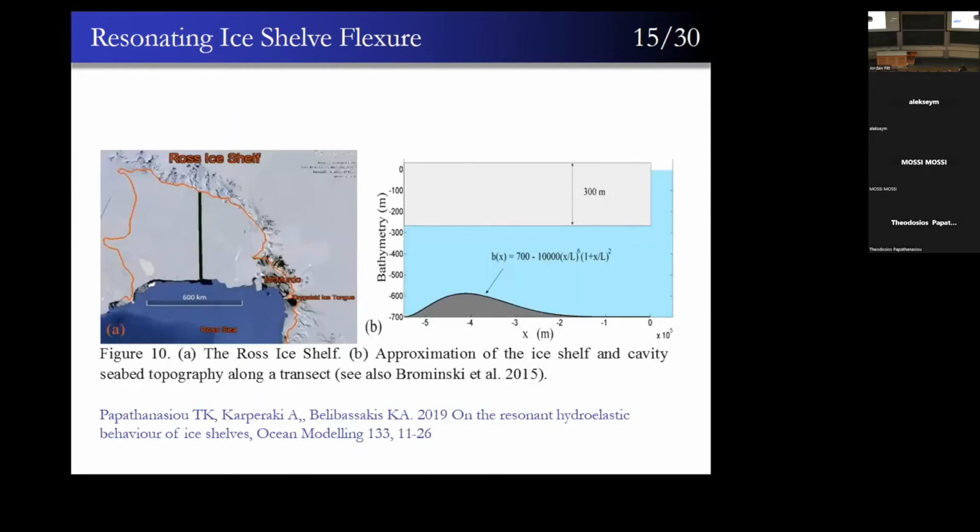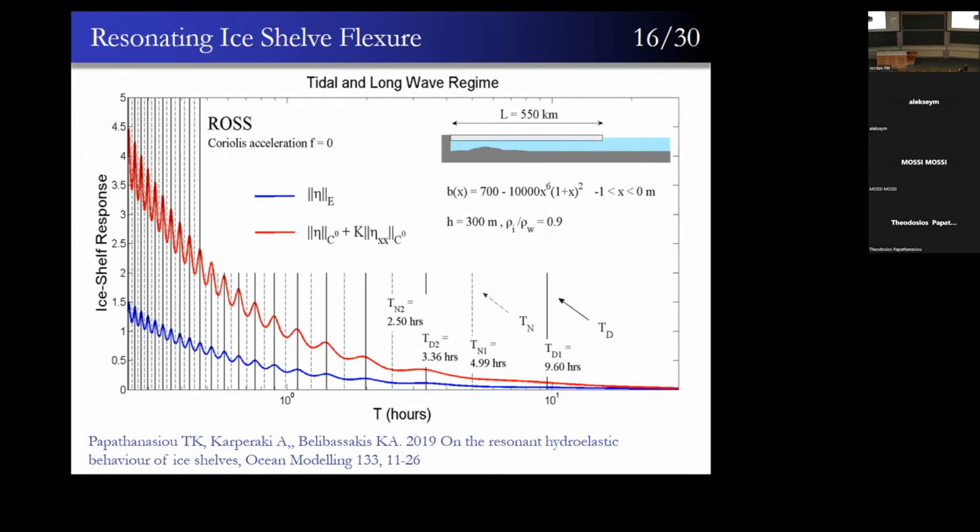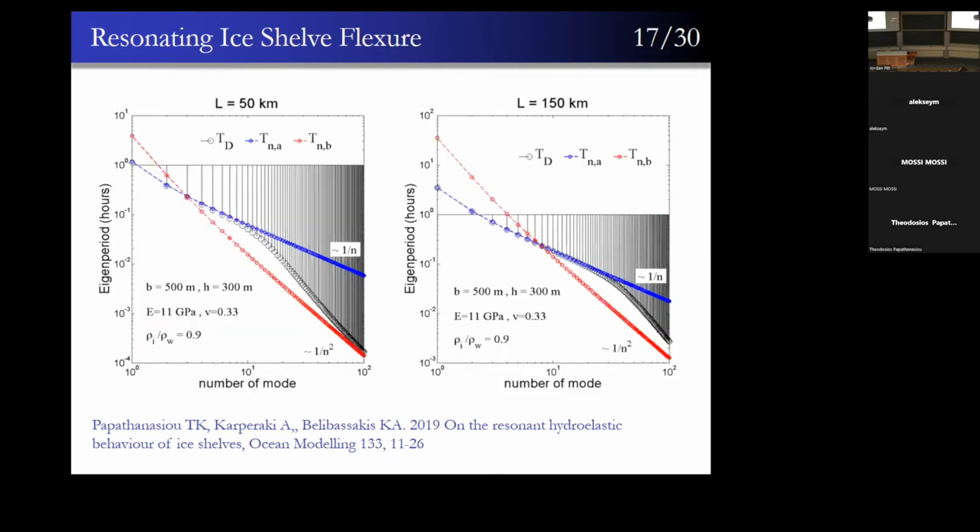Here is an application for a transect for the Ross Ice Shelf as used by Brominsky also in 2015. And we compare the Dirichlet and Neumann conditions to the local maxima of the response of the ice shelf. The blue line is the energy norm, the red line is a Chebyshev type norm. Always in this example and other examples, the local maxima, that means the resonant behavior, coincides with the problem that has the nodal line at the open boundary of the ice shelf.